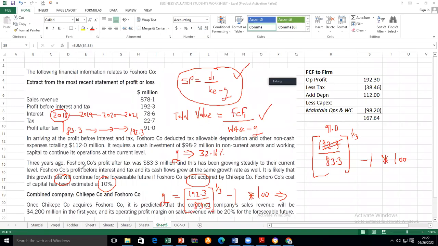The profit before interest and taxes is here. What is the answer then? So that gives us 2.99%.